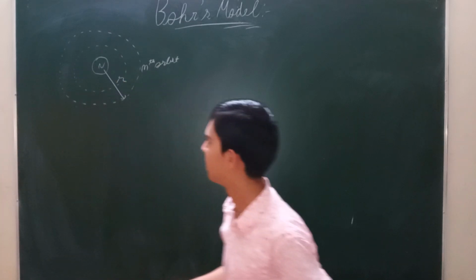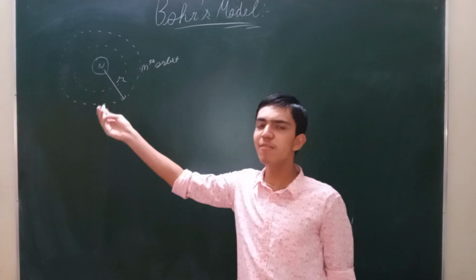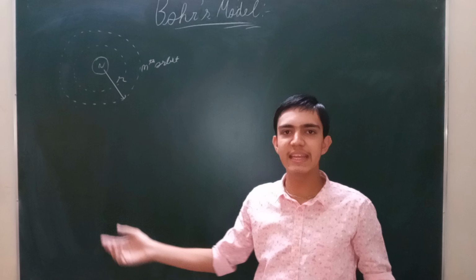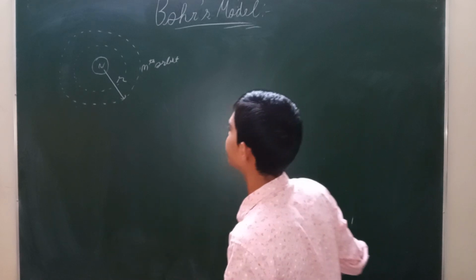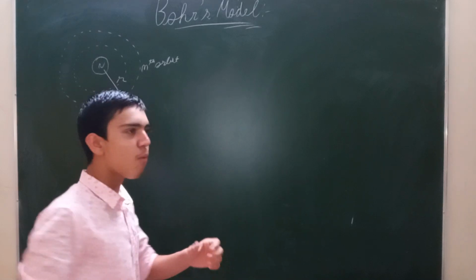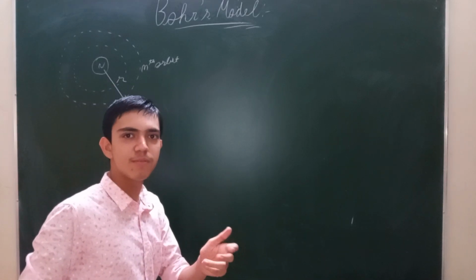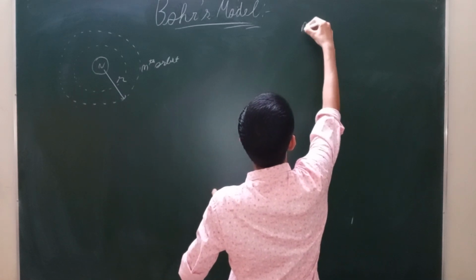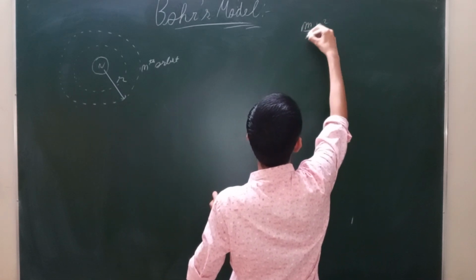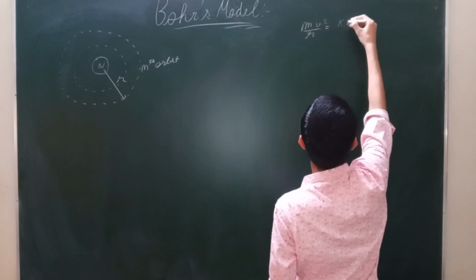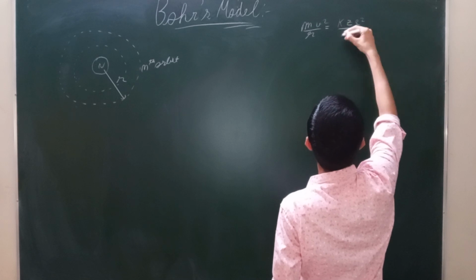Okay, fine, no problem. So what will be the radius of the nth orbit? This n can be 1, 2, 3, and so on to infinity. So what will be the radius? As we all know, Bohr's two postulates were given. The first one was mv square divided by r is equal to k z e square upon r square.